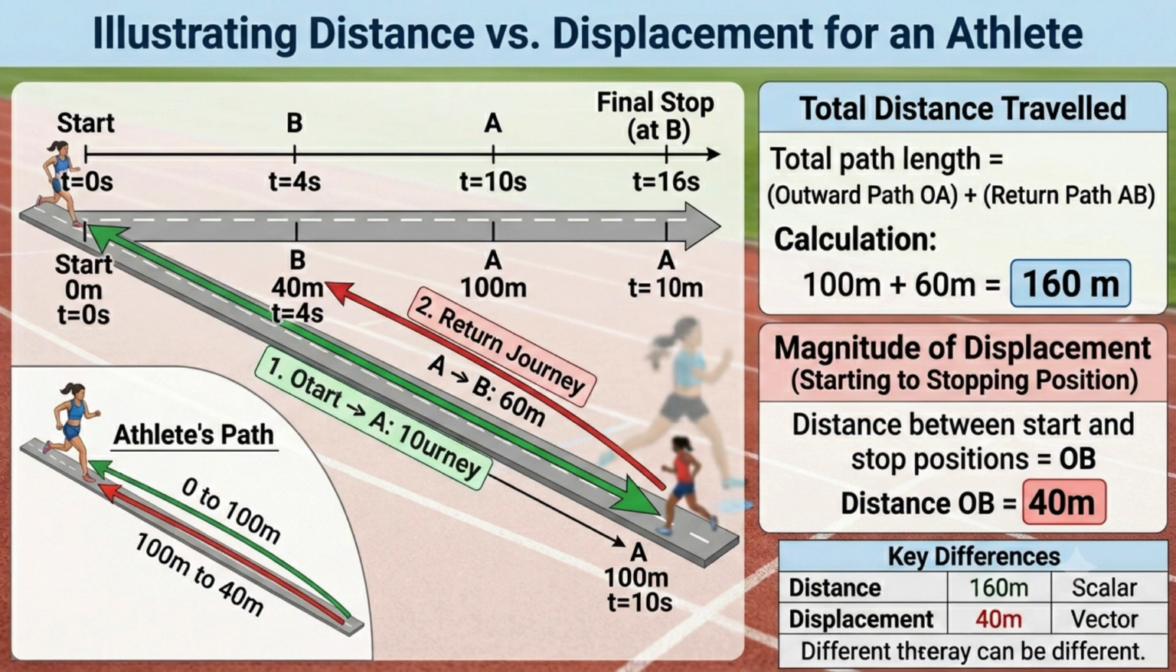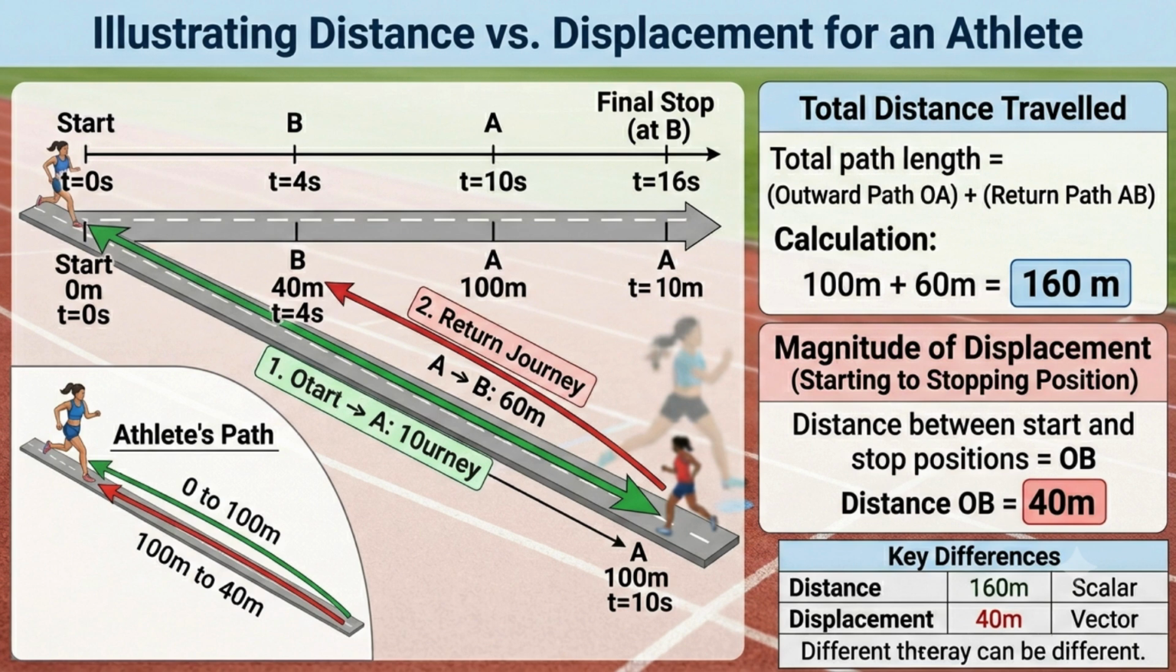What happens when an object actually moves? To understand a journey, we have to look at two key concepts: total distance traveled versus the magnitude of displacement. Let's track our athlete's path to see how they work. Let's look at this example together. Suppose our athlete starts right here at point O at time t equals 0 seconds. She runs forward, reaching point B at 4 seconds, and keeps sprinting all the way to point A at 10 seconds. At this point, she has covered a straight line of 100 meters.